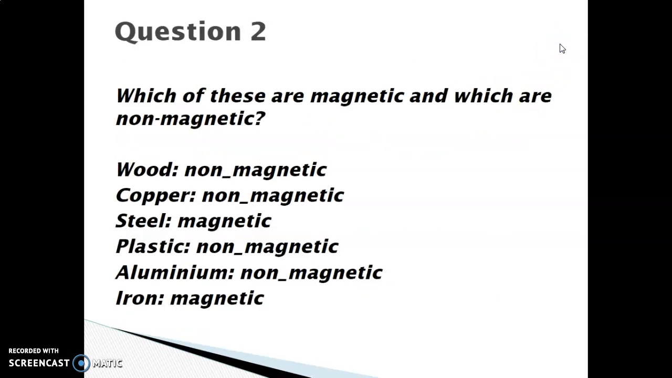Question 2. Which of these are magnetic and which are non-magnetic? Which are attracted to the magnet, and which are non-magnetic, do not attract to the magnet? Wood, non-magnetic. Copper, non-magnetic. Steel, magnetic.